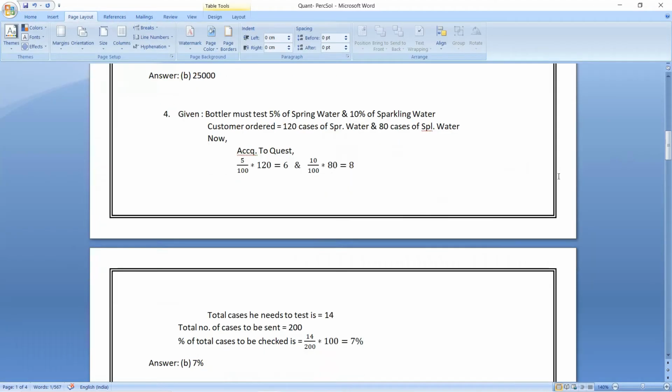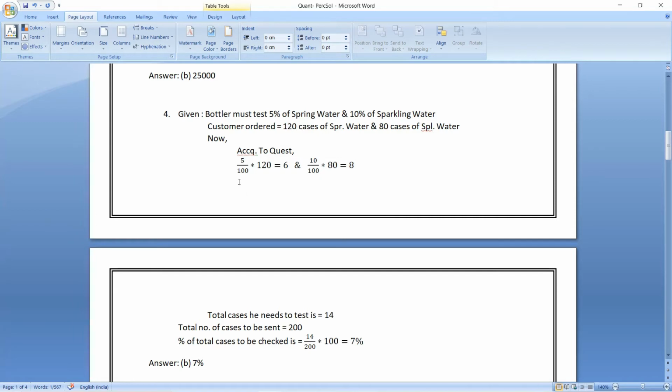So it says the bottler tests 5% of spring water and 10% of sparkling water. Now the customer ordered how many cases of spring water? 120 cases and 80 cases of sparkling water. So we will consider that one case contains a certain amount of bottles. We will not go into that. We will test percentage according to case wise, or the number of cases. Okay. So he needs to test 5% of spring water. So the number of cases of spring water is 120.